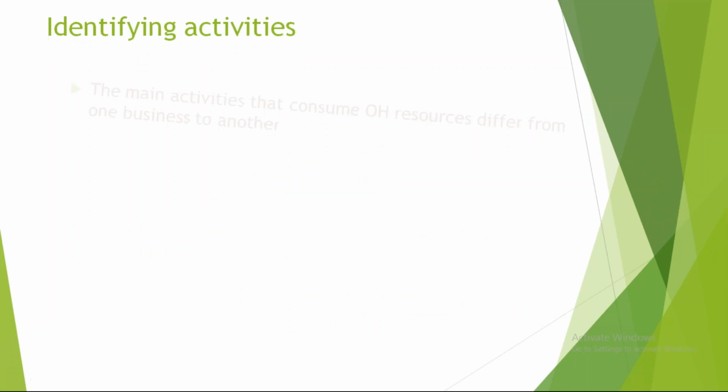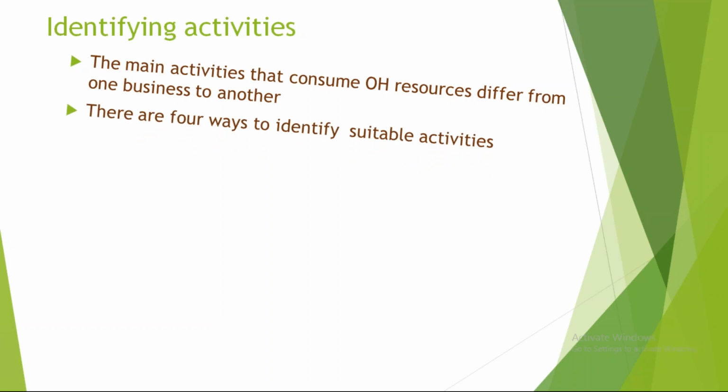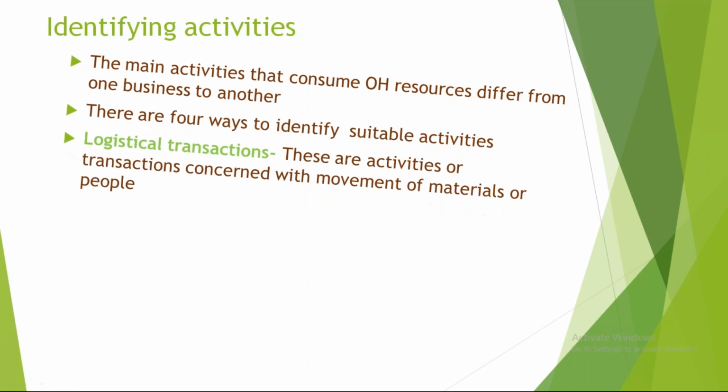Yes. So the activities, we have to always find out the activities which are going to consume the overhead. So there are 4 ways to identify the activity. One is by the logistical transactions. So these are the movements of materials or people, the logistics, right? So the number of invoices raised, number of dispatch orders raised, or the number of kilometers that you have to travel about. So that's what we call the logistical way of identifying activity.